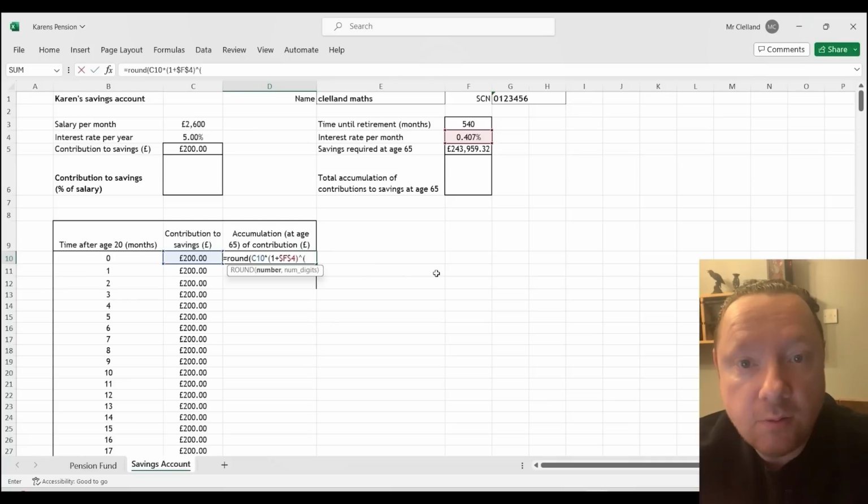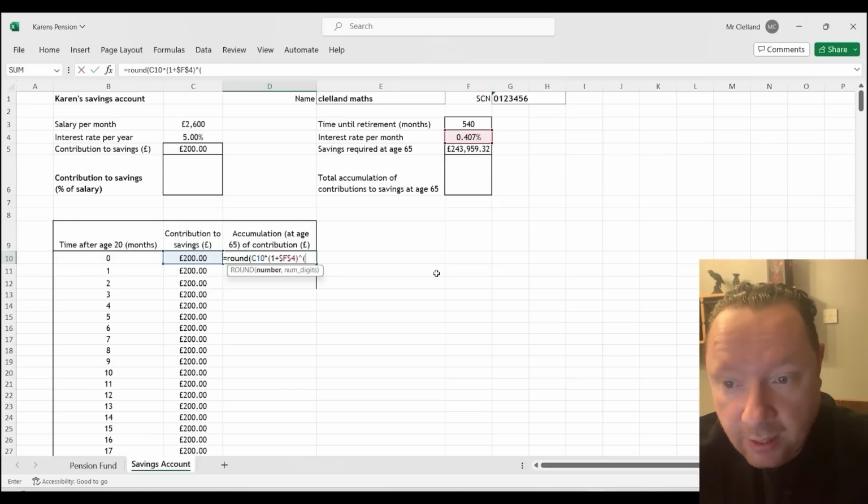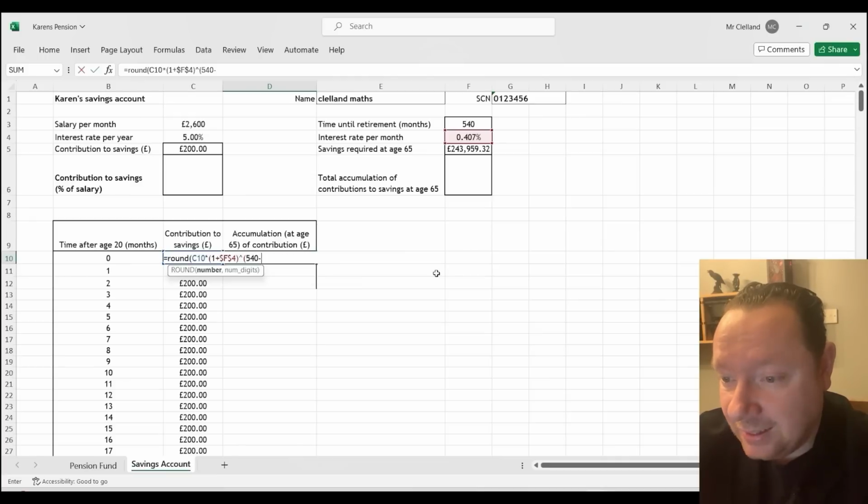So to get the power is very difficult. You need to really think about this one. Imagine she's 20 years old. She's now got the whole 540 months to go. After 1 month, she's got 539 months to go. And at 2 months, 538. And 3 months, 537. So I need to find a way to write that. Well, I know I'm starting with 540. I'm just taking away the number of months. So that equals the time until retirement, which is 540, minus the number of months, which in this case is B10.